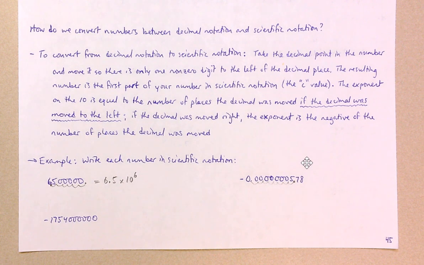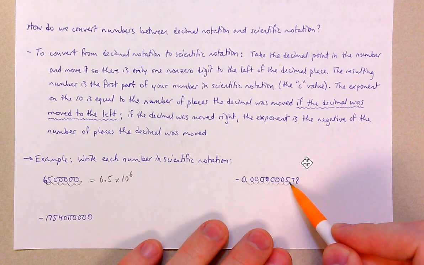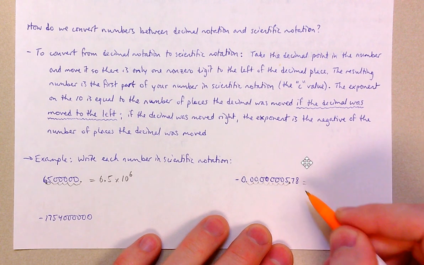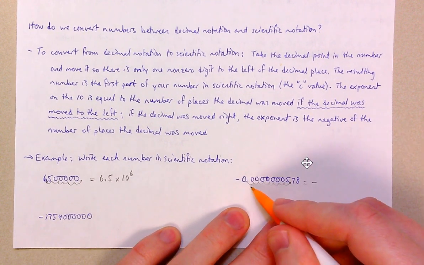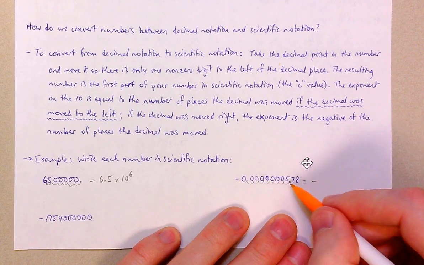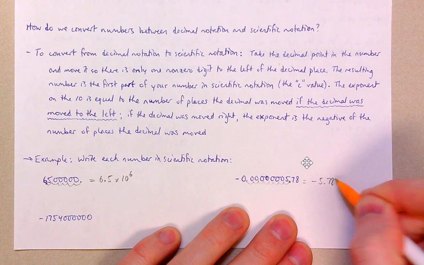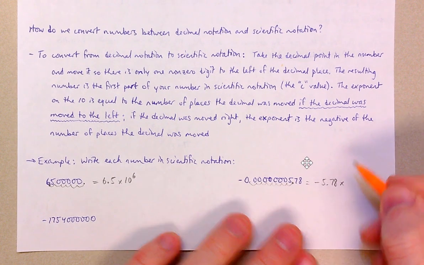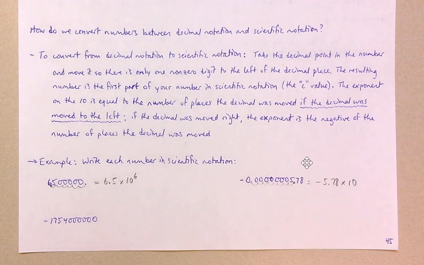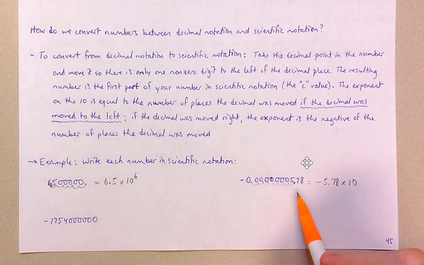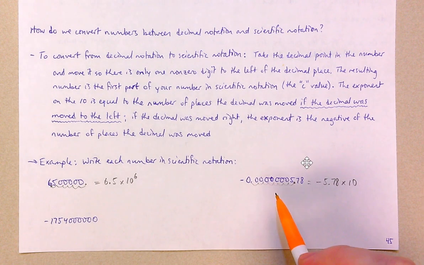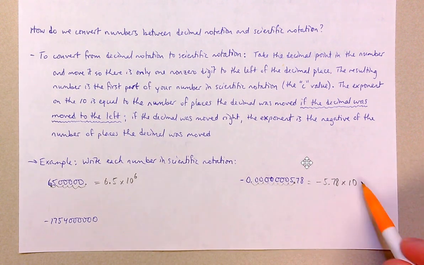If you now look at this number that we have, pretending that the decimal point is here, I have a negative, because we have that minus sign up front, as 5.78 times 10 raised to some power. What is that power? Well, first of all, we moved our decimal point to the right. So we know that our exponent is going to be negative.